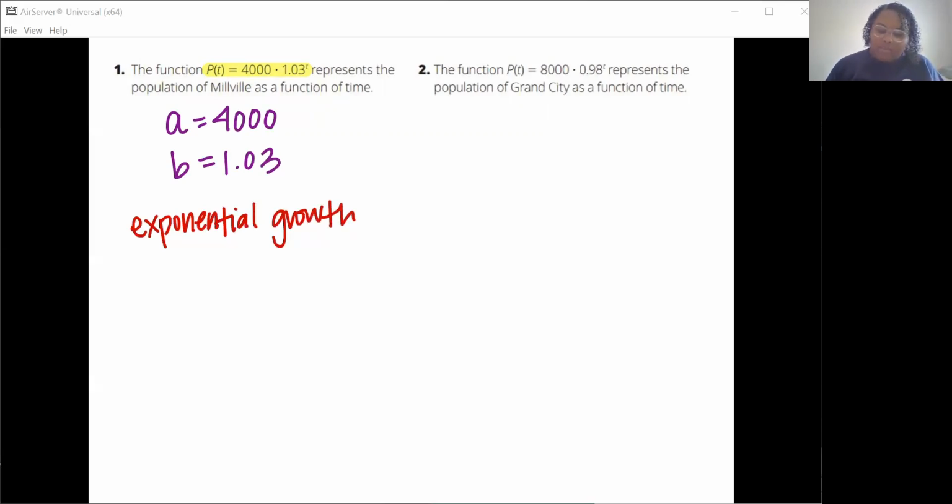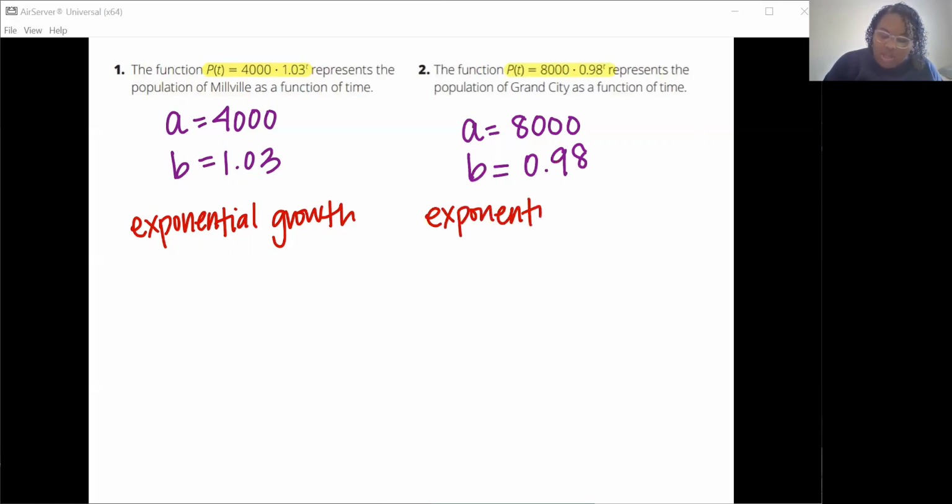Taking a look at example number 2, we have p of t equals 8,000 times 0.98 to the power of t, and this is modeling the population of Grand City. In this particular case, our a value is 8,000, so that's our initial value, no bearing on whether this is exponential growth or decay. And then our b value is 0.98. That is the base being raised to the power of t, our independent variable. Because that b value is less than 1, again, it's greater than 0, it's still positive, but it is less than 1, this becomes an example of exponential decay.